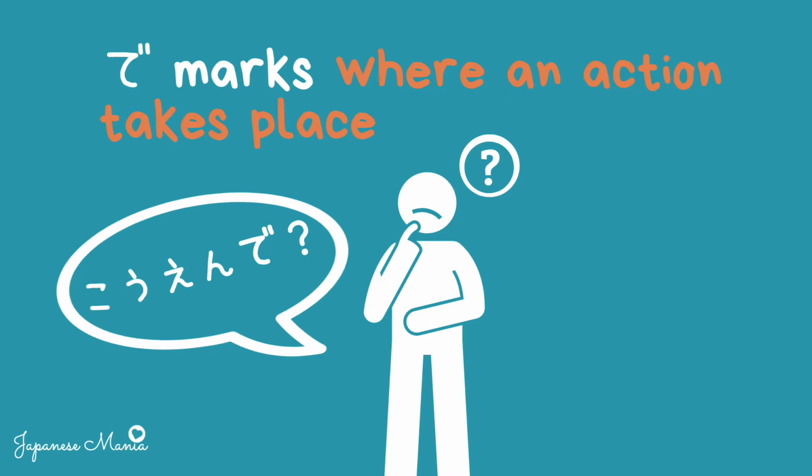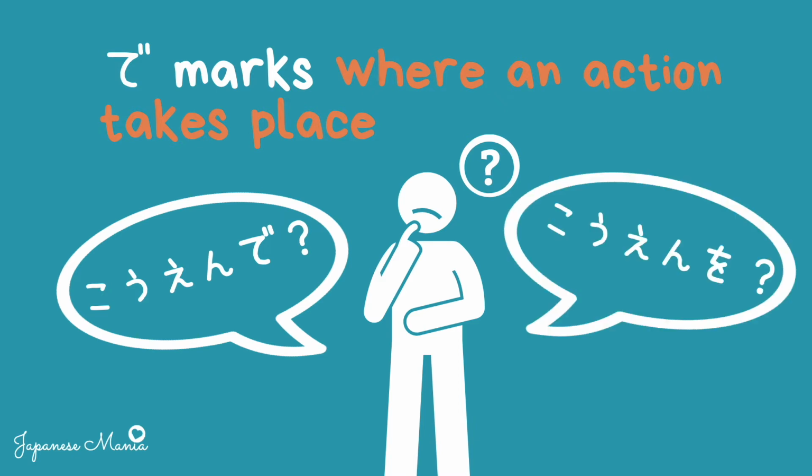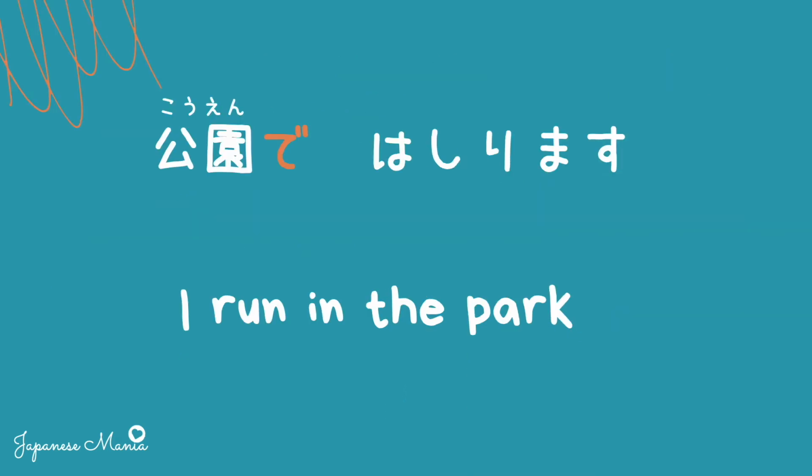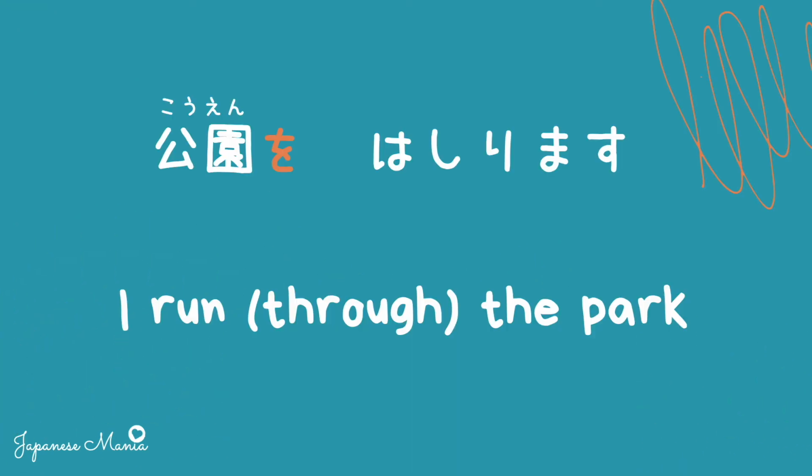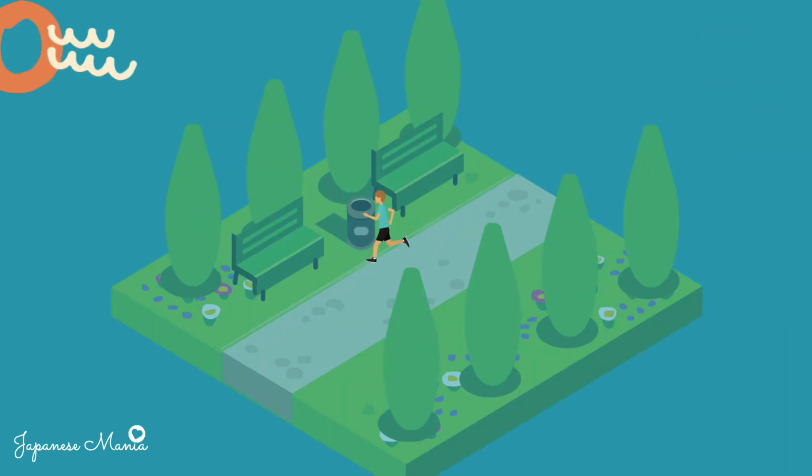Actually, you can also use de, but it may give a slightly different nuance. The sentence 公園で走ります literally means I run in the park. It means that your action of running takes place in the park and it completes there. Whereas 公園を走ります literally means I run the park, but it means more like I run through the park to move from one point to another. So o here is marking the route that is taken while following this movement.